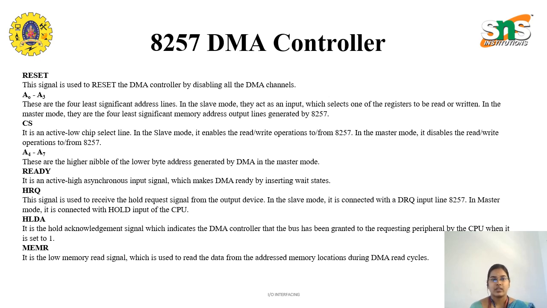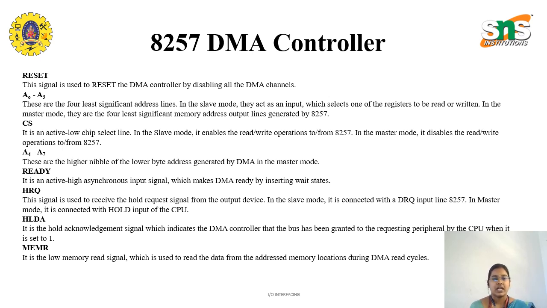Next is A0 to A3. These are the 4 least significant address lines. In slave mode, they act as inputs which select one of the registers to be read. In master mode, they are the 4 least significant memory address output lines generated by 8257. Next is CS, the chip select. It is an active low chip select line. In slave mode, it enables read or write operations. In master mode, it disables the read or write operations. A4 to A7, as we discussed before, are the higher nibble of the lower byte address generated by DMA in master mode.